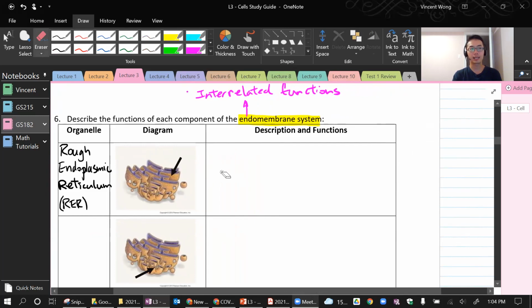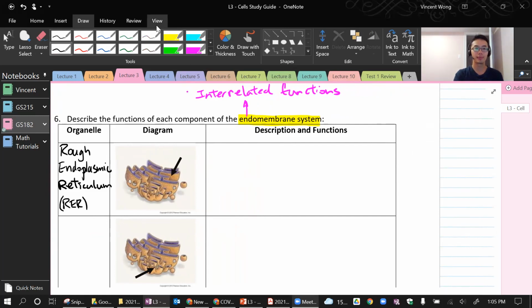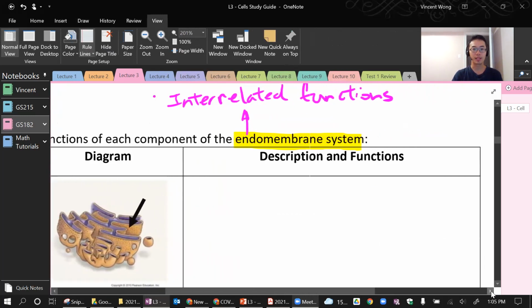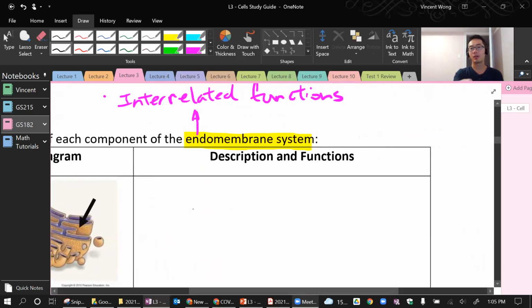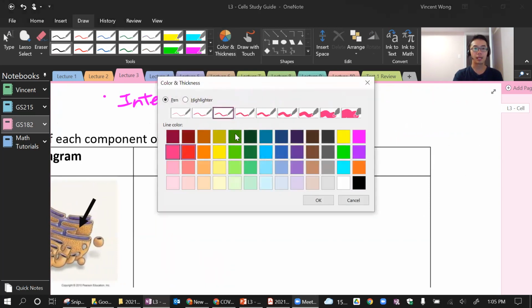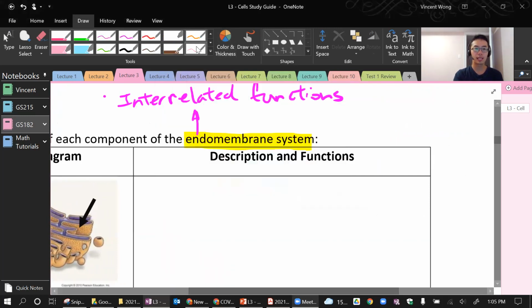Okay, so again, like I said, I realize this is not enough space to write everything I'm about to write, but try your best. So I'm gonna cheat a little bit. I'm gonna zoom in, because if I zoom in, I get more space. Okay, and then I'll make this available online afterwards, right? Like I did last time. So I will do the functions in one color and the description in another. So what is this? Well, it is part of the endomembrane system. All of these are, so I'm not going to write that.